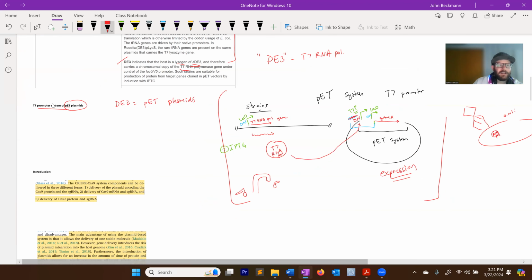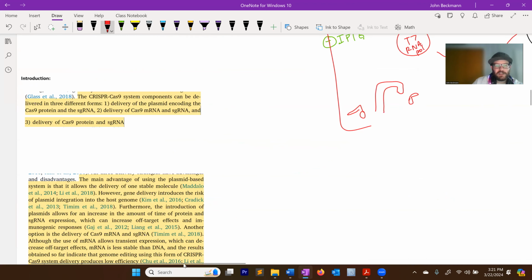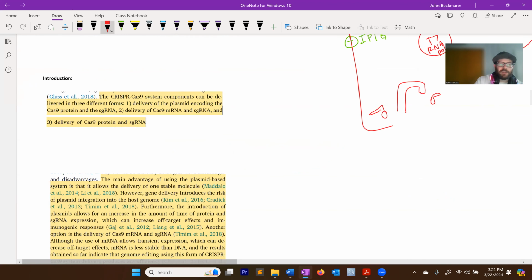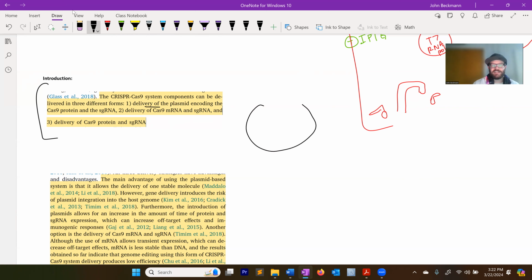Now that we understand that, let's go into the introduction details here. Again, I pulled out things that I think are worth discussing. Okay, so let me look at these. CRISPR-Cas9 system components can be delivered. So here's what I was discussing before, and the paper is essentially saying that you can deliver the CRISPR elements in different systems. Here it says you could deliver the system components on a plasmid encoding both the Cas9 and the single guide RNA.